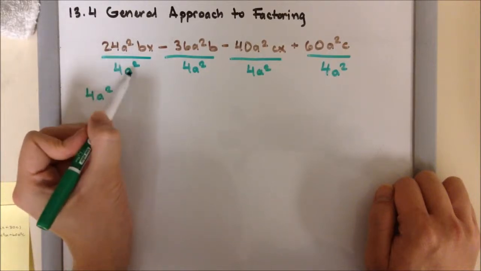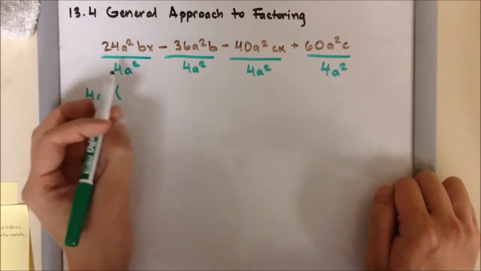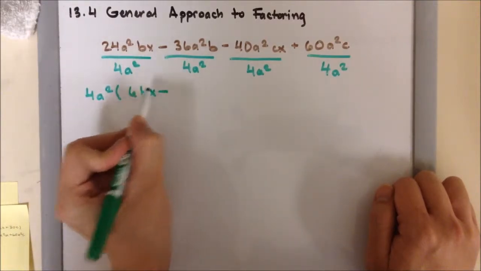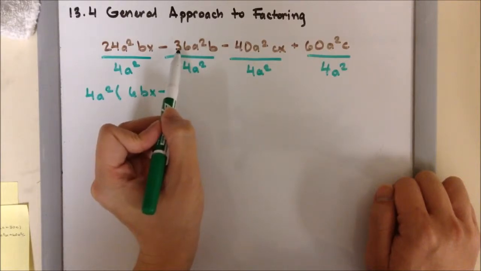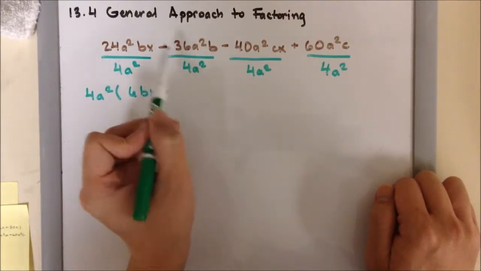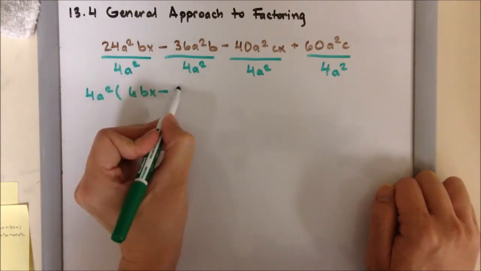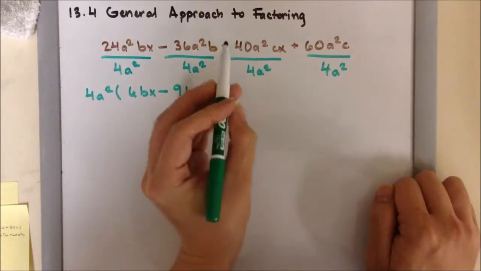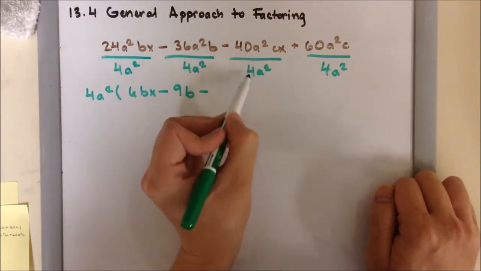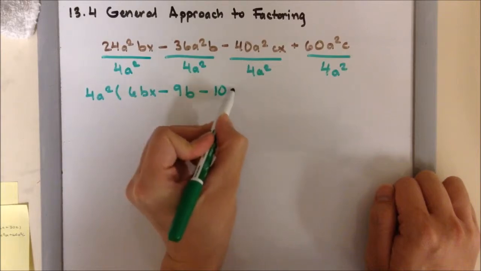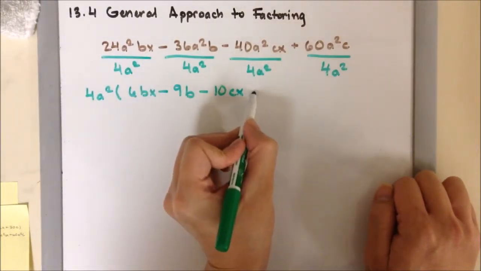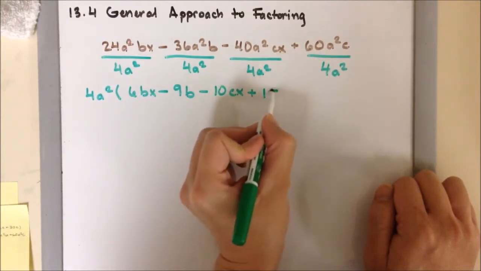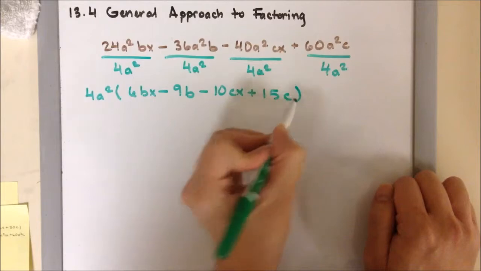So again, the a squared divided into 1. So 24 divided by 4 is 6. And I'm left with the bx minus 36. Well, again, the a squared divided into 1. So then 36 divided by 4 is 9. And then I'm left with the b. And then minus the a squared divided into 1. So 40 divided by 4 is 10. Then I'm left with the cx. And then plus the a squared divided into 1. So 60 divided by 4 is 15. And I'm left with the c. And then close parenthesis.